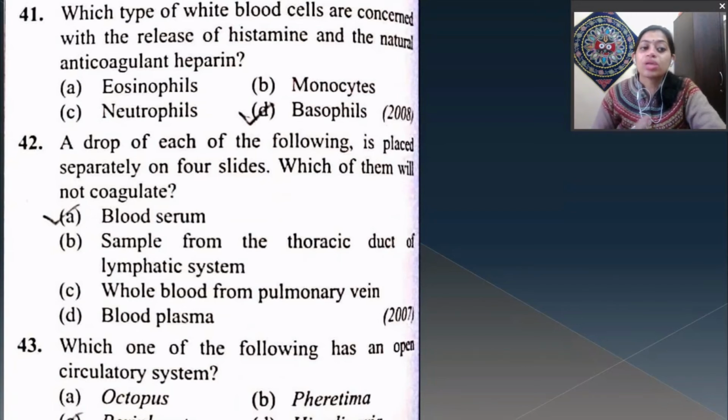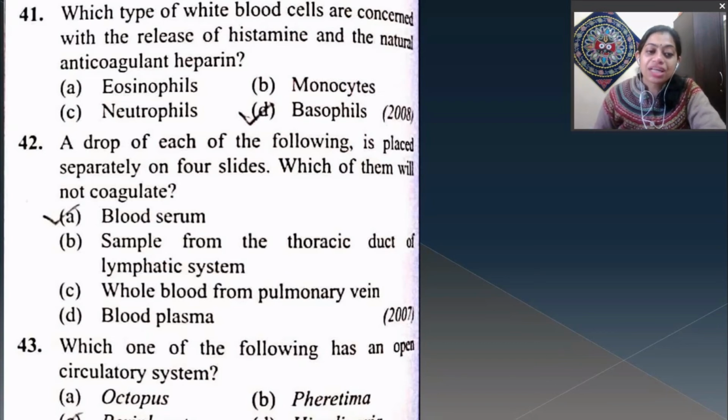A drop of which of the following is placed separately on 4 slides? Which of them will not coagulate? Blood serum, इसमें fibrinogen नहीं है तो coagulate नहीं होगा. Sample from thoracic duct and lymphatic system होगा. Whole blood from pulmonary vein होगा. Blood plasma. So सब में ही blood coagulate है, but clotting factor है blood serum को छोड़ के.